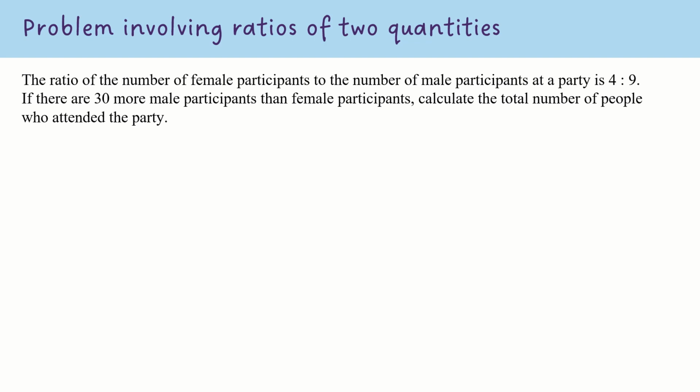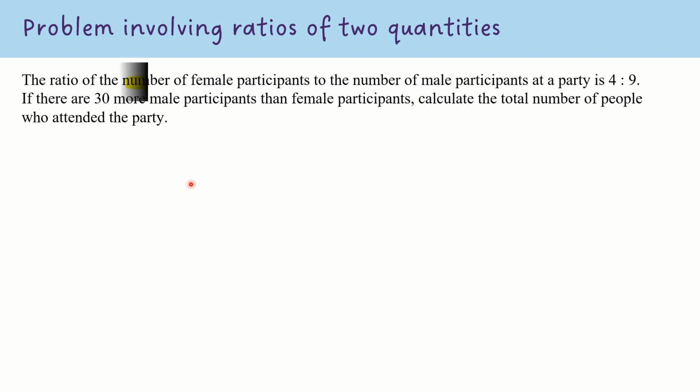Let us now take a look at a problem involving ratios of two quantities. In this question, we are given that the ratio of the number of female participants to the number of male participants at a party is 4:9. If there are 30 more male participants than female participants, calculate the total number of people who attended the party.